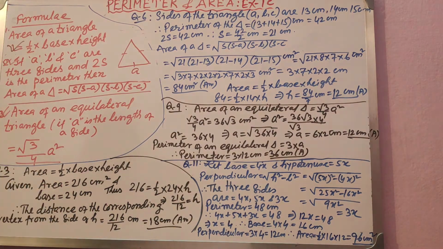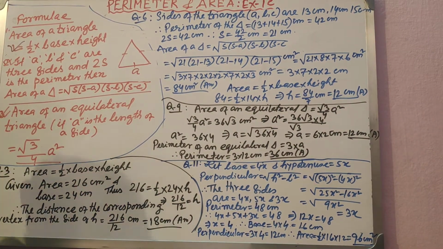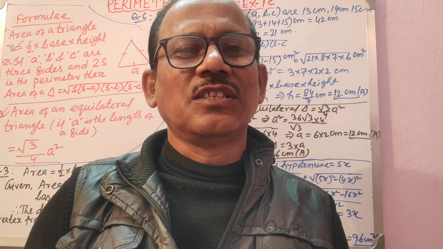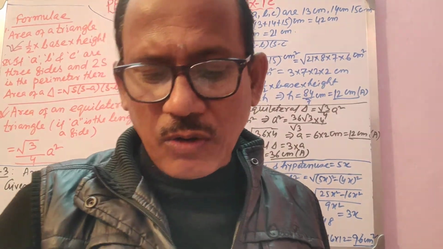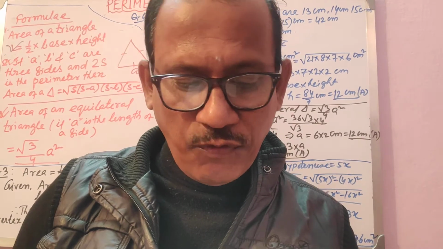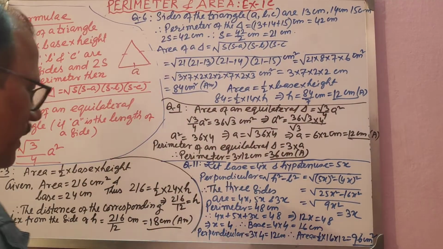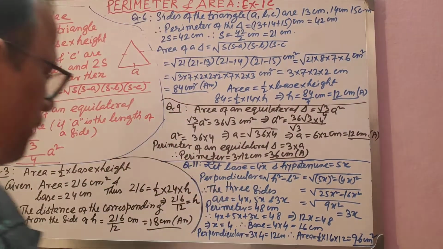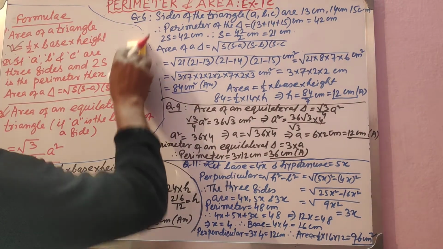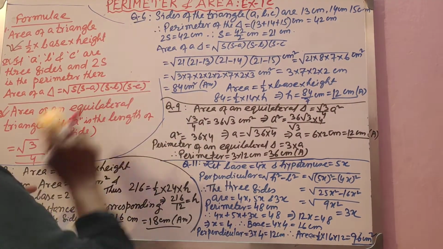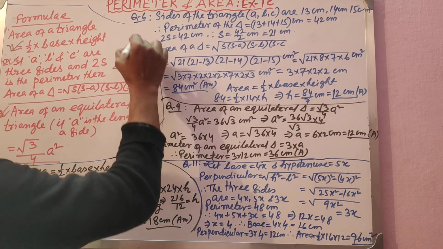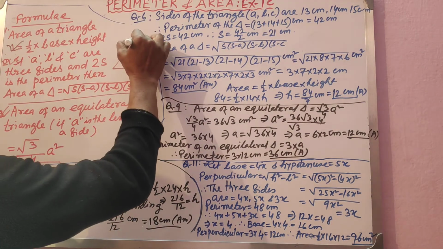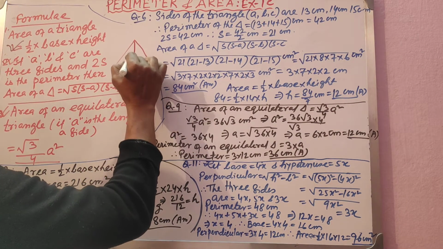Now let us undertake some exercise. I have taken question number 3, where it is said that the area of a triangle is 216 centimeters square, and one of the sides of the triangle measures 24 centimeters. Then you have to find out the height from that side, which is 24 centimeters. A triangle is given to you, and suppose this is 24 centimeters, and you have to find out the height. This is the height, exactly.